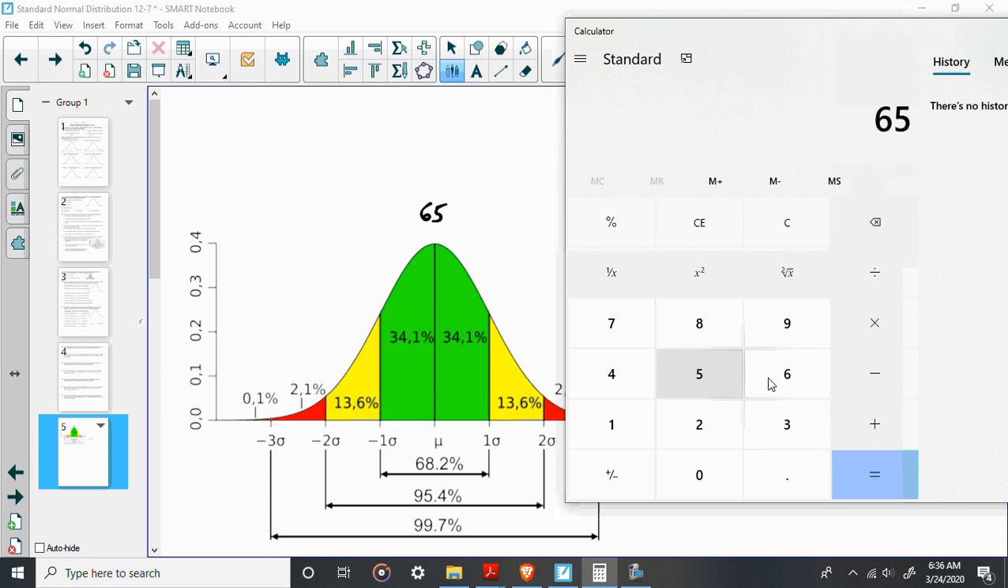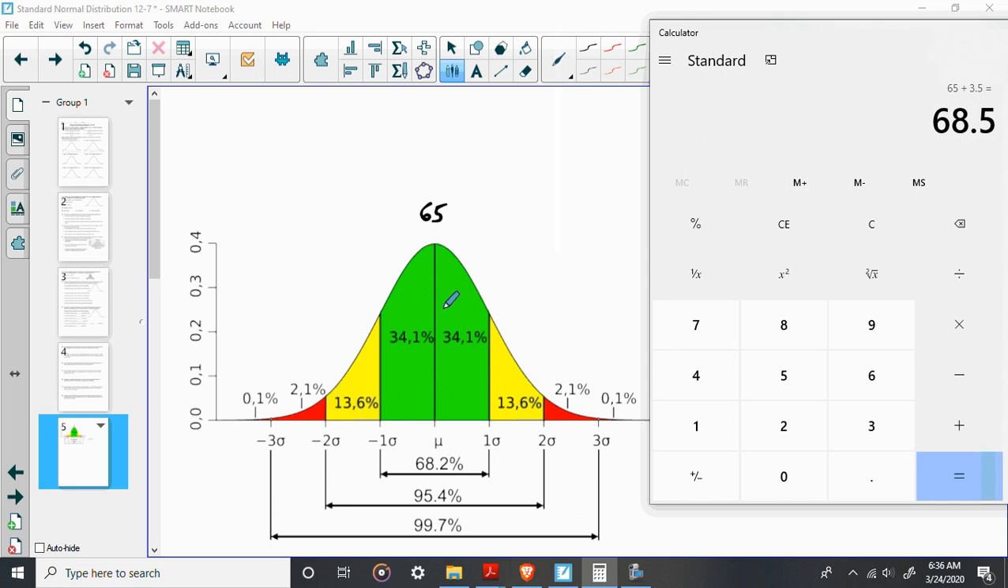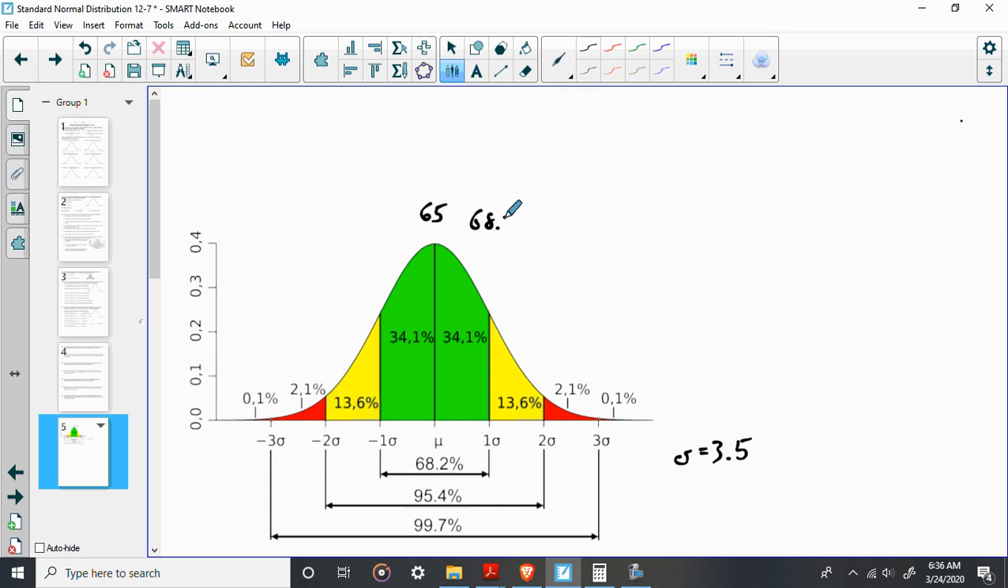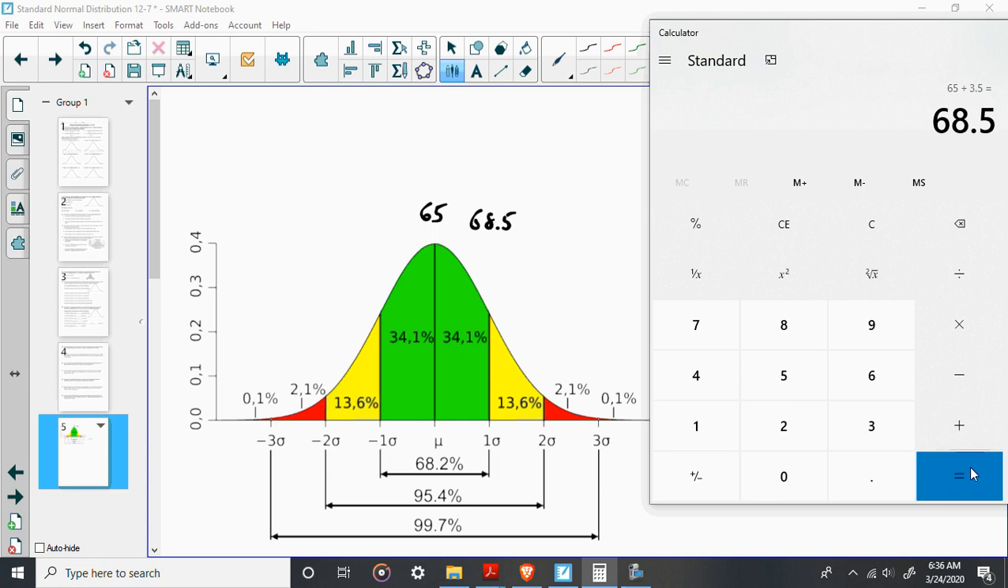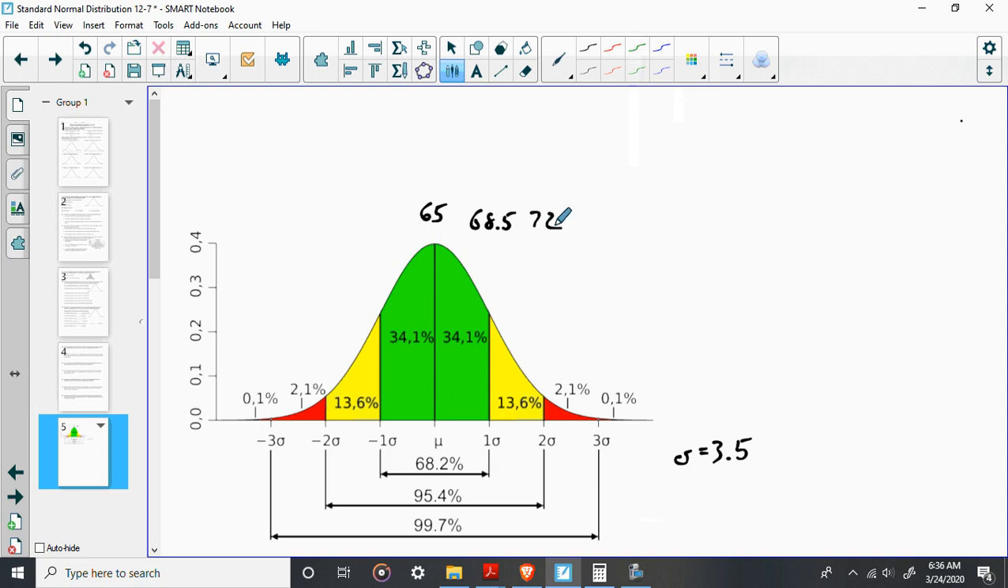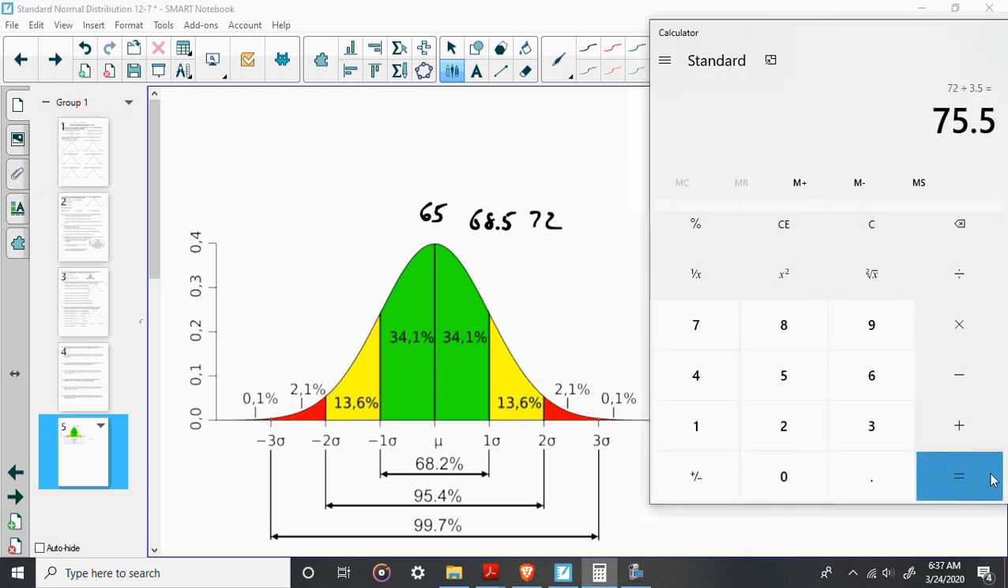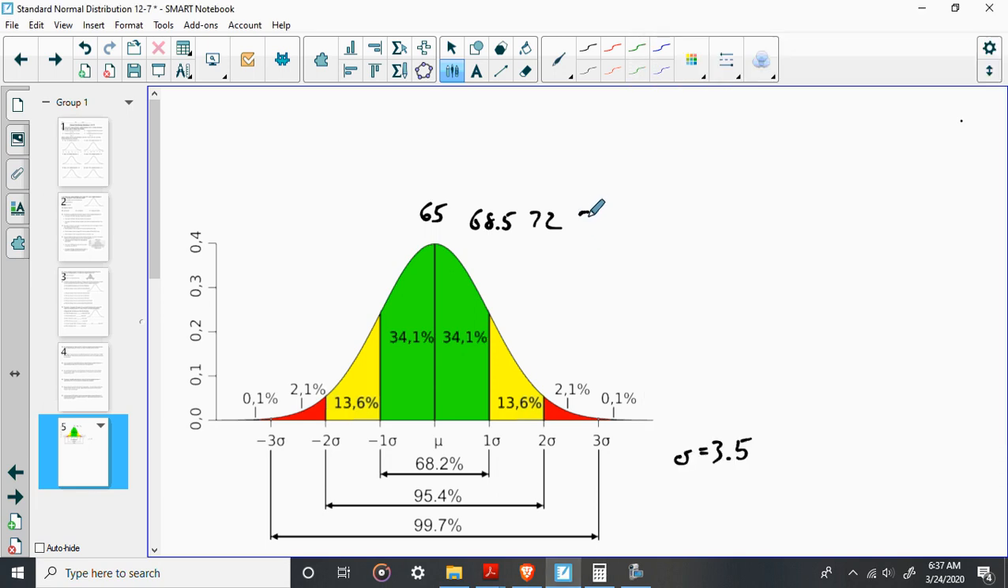So 65 plus 3.5 is going to equal 68.5. All right, so again, same thing we did yesterday, we're just going to add 68.5. So that means that 34.1% of women are going to fall in this denomination here. We'll do it again. So 72 inches, right? And if we do it one more time, we'll get a third standard deviation, which is 75.5. Now, we've only been doing three standard deviations, but it's important to realize that there are some exceptionally tall women out here, and there's going to be some exceptionally short women over towards this end down here.